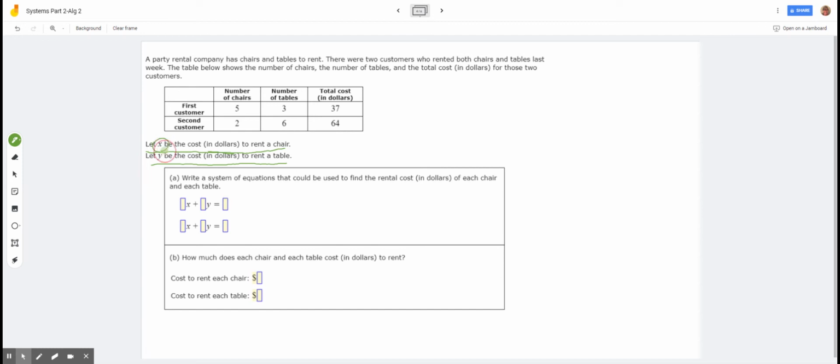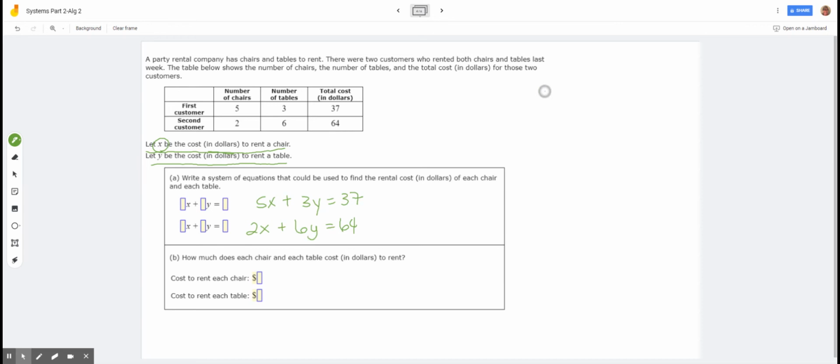So if X is the cost to rent a chair, it's going to be 5 times X plus number of tables, 3 times Y equals 37. Basically, you're just multiplying it by that variable. The second equation is 2X plus 6Y equals 64. Then it says how much does each chair and each table cost? They just want you to solve this system.